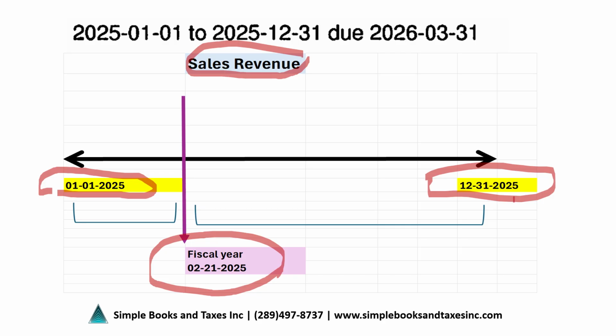In this case, I have to obtain two income statements. The first one will be dated from January 1st to February the 20th, and the second income statement will be dated from February 21st to December 31st, 2025. Then I can find the sales revenue and add them together to make sure that I have the total sales revenue for the year of 2025.